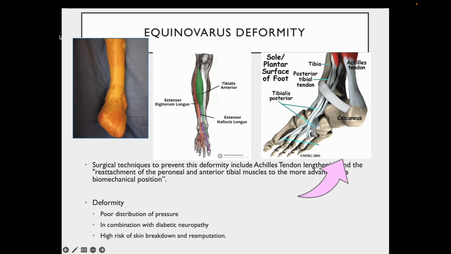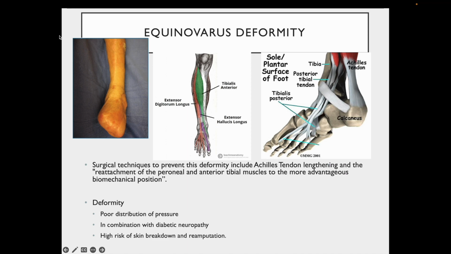In this picture on the right over here, we have the plantar flexion compartment. We have the Achilles tendon back here, and in here, we have the tibialis posterior, which runs down the medial aspect of the ankle and attaches to the base of the metatarsals as well as the midfoot. The Achilles tendon helps with ankle plantar flexion. The tibialis posterior plantar flexes the ankle as well as inverts it.